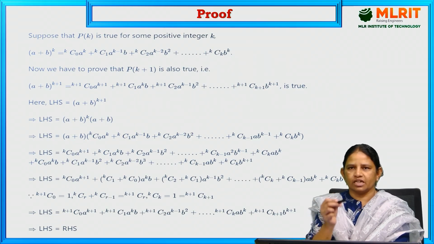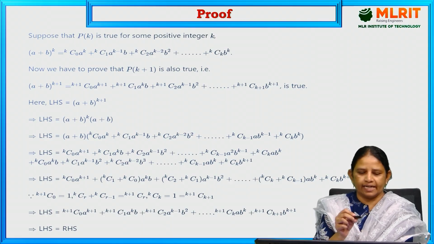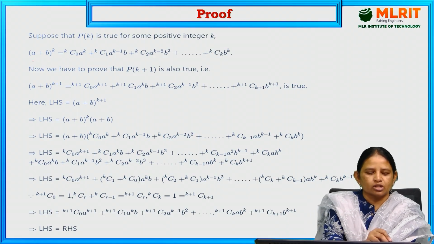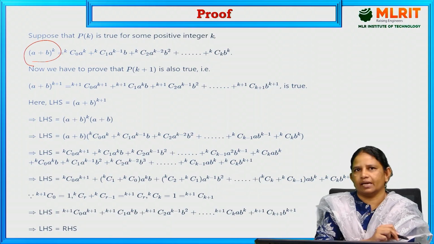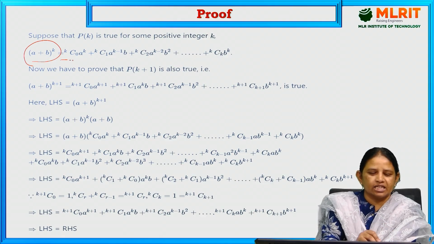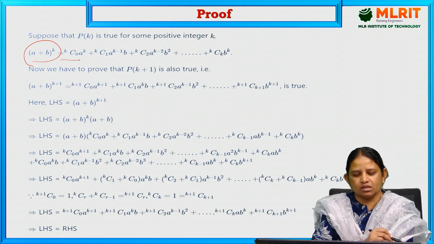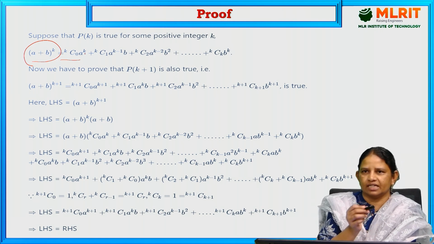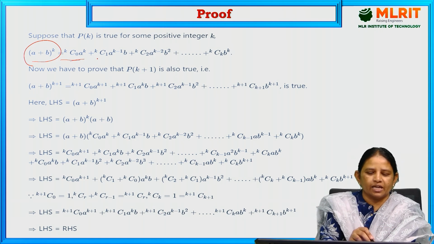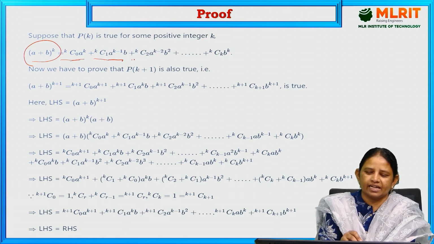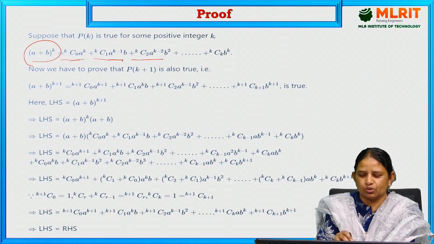Then the same statement we have to prove for k terms. So what is the formula? (a + b) to the power k. kC0 a^k, because b to the power 0 is 1 only, so no need to consider it. Next, in the place of n, you substitute k: kC1 a^(k-1) b. Then kC2 a^(k-2) b^2.